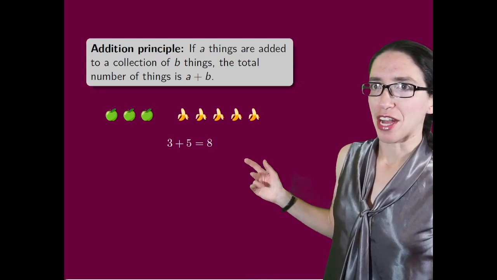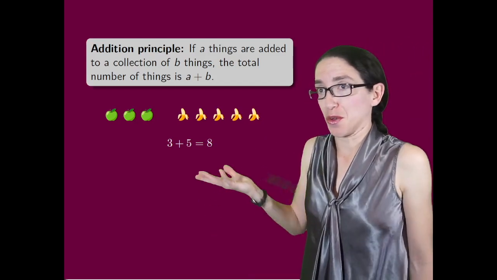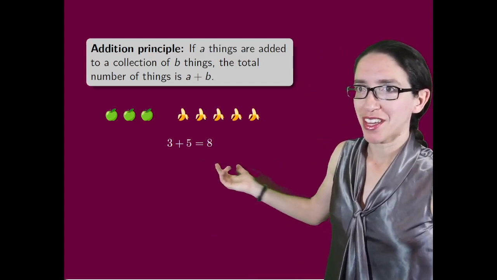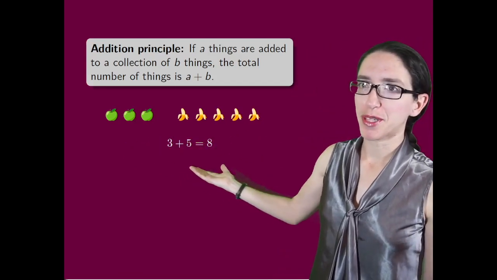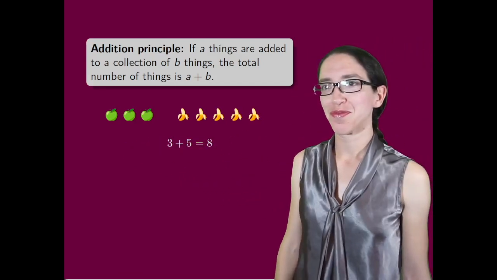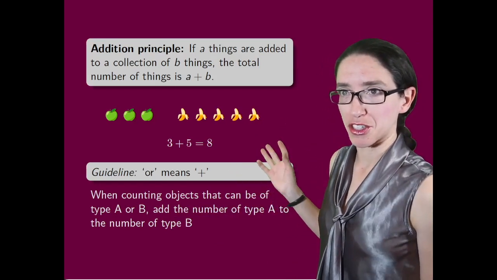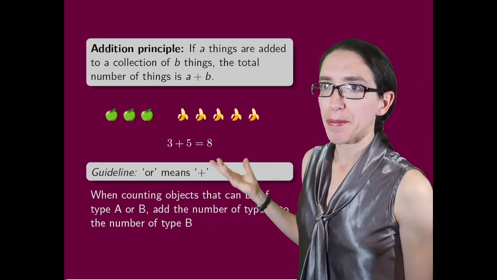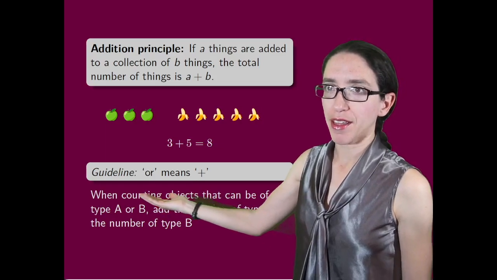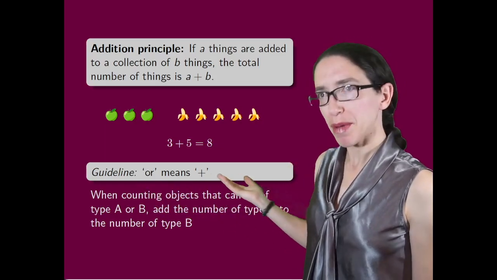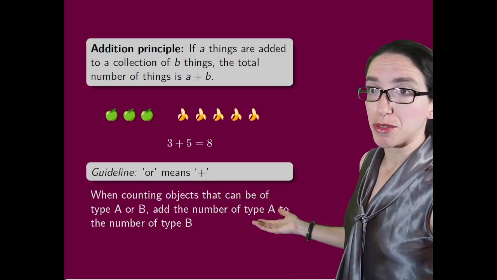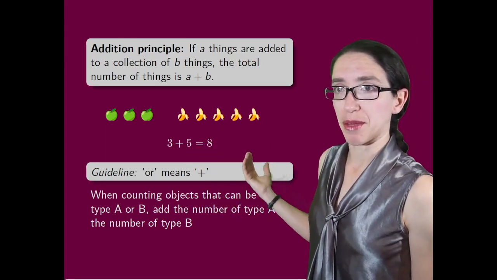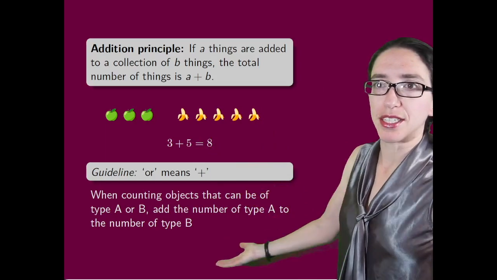If A things are added to a collection of B things, the total number of things is A plus B. So for instance, if we have 3 apples and 5 bananas, there's 3 plus 5 equals 8 fruits in all. So this looks like a very simple principle on the surface, but when we're doing counting problems, it comes in handy to keep in mind that when you see "or" in a problem, that might mean that you should use the addition principle and use plus. Because when you're counting objects that can be either of type A or of type B, you want to add the number of type A to the number of type B.